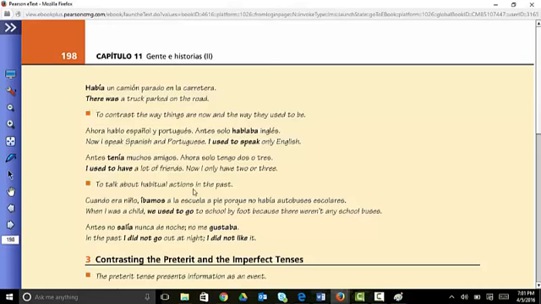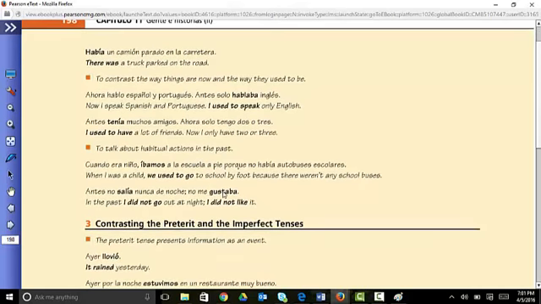When you talk about habitual actions in the past, something that you did repeatedly, you're going to use the imperfect. Cuando era niño, íbamos a la escuela a pie porque no había autobuses escolares. So when you see phrases like when I was a child, when I was young, so de niño, cuando era niño, cuando era joven, when you see expressions like that where you're setting up your life phase, you're going to use the imperfect.